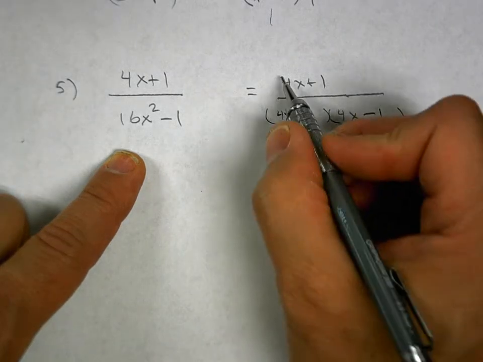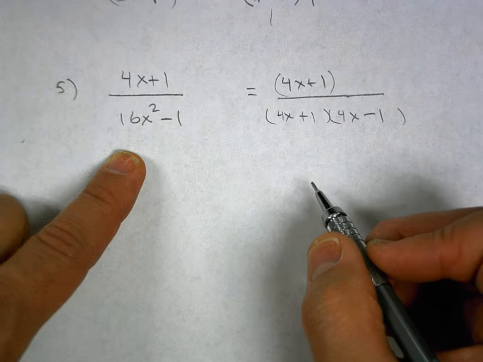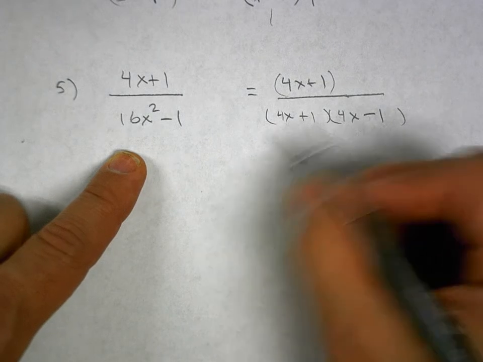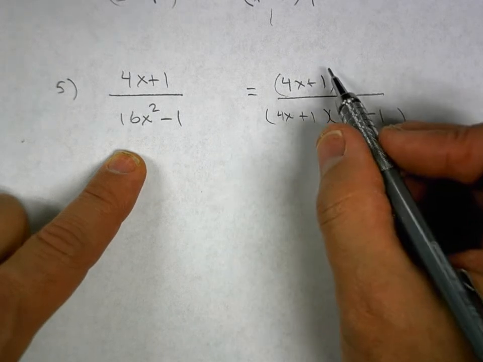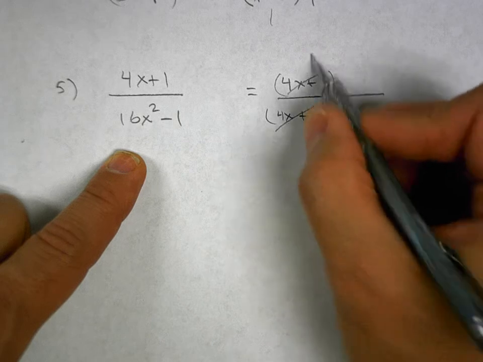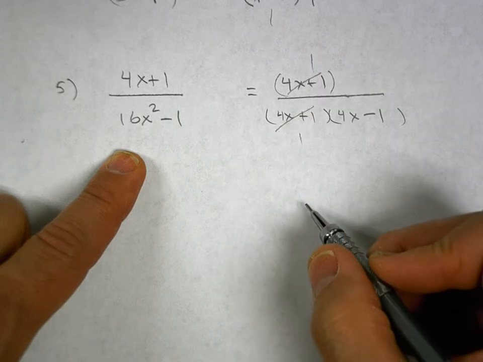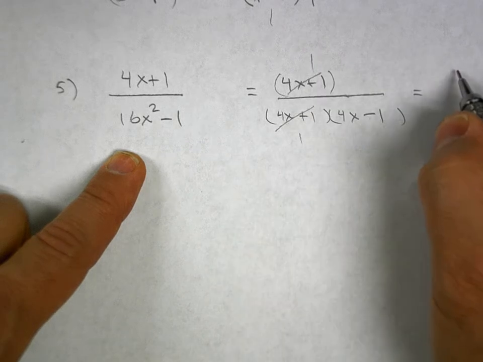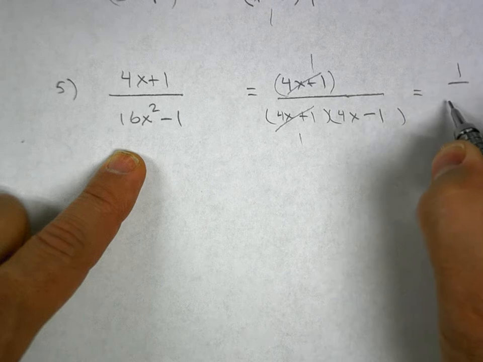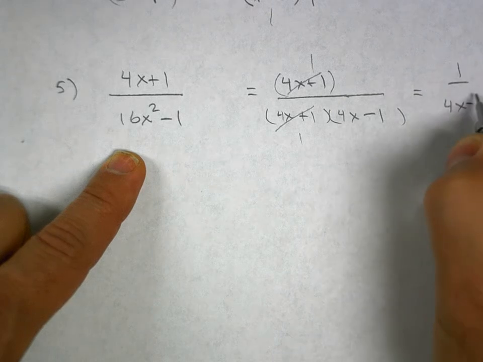I'll put parentheses around that just to make it look better. Now can I reduce out these? Yes. This can go, leaves a 1 and 1. So it's 1 over 4x minus 1. There you go.